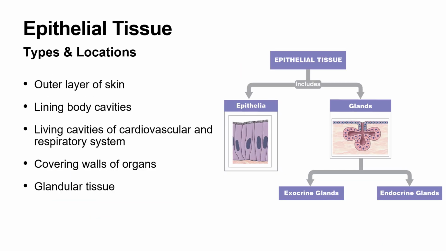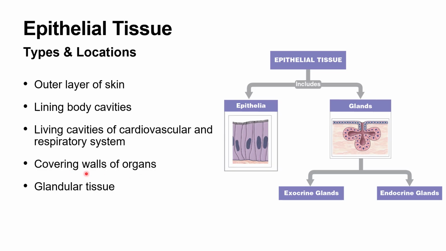Getting into the specifics of our epithelial tissue here, like I said, it's going to be the outer layer of our skin. So most of the tissue that you see on a person when you look at them is going to be made up of epithelial tissue. It's also going to be what lines our different body cavities. So we're talking about body cavities such as the thoracic cavity and the abdominopelvic cavity, but we're also talking about all of the different cavities inside our organs as well.